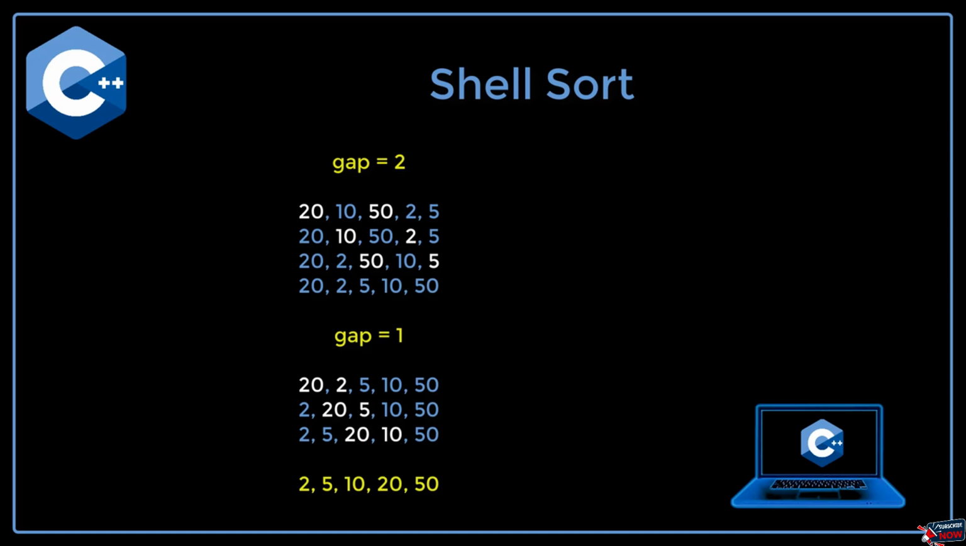First, the elements 20 and 2 are compared. These are out of order, so they get swapped. Next, we compare 20 and 5. Since 5 is less than 20, these get swapped. After that, the elements 20 and 10 get compared. 20 is greater than 10, so we swap these. The elements in the collection are now in order.